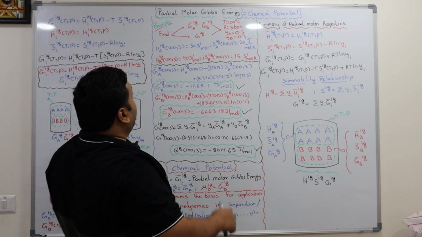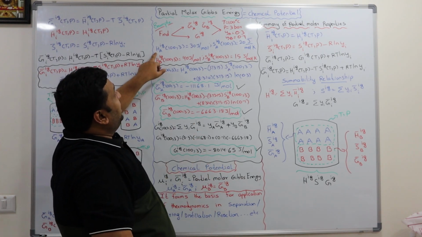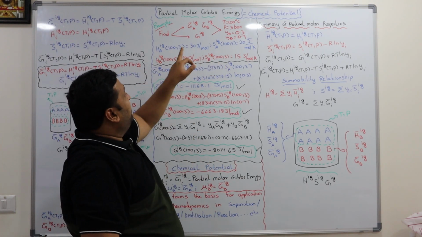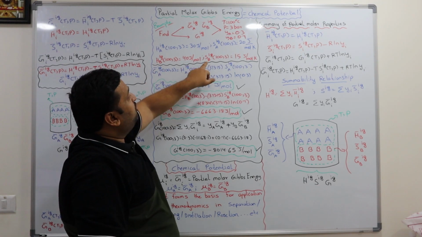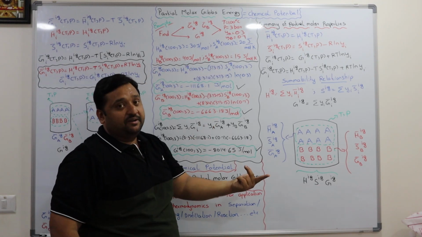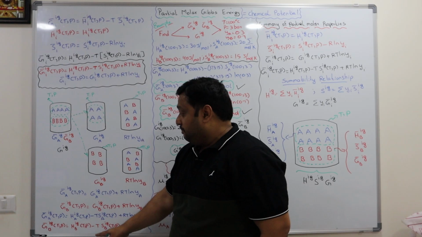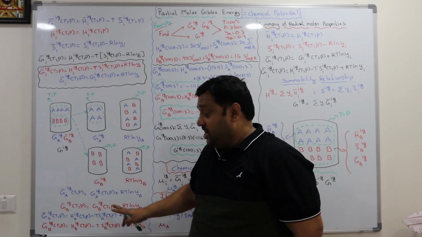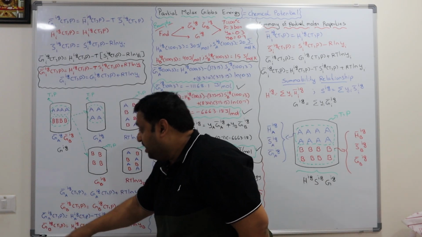Also given are the pure enthalpy of A, the pure entropy of A, the pure enthalpy of B, and the pure entropy of B. So simply you have to apply these formulas to evaluate G bar A and G bar B.